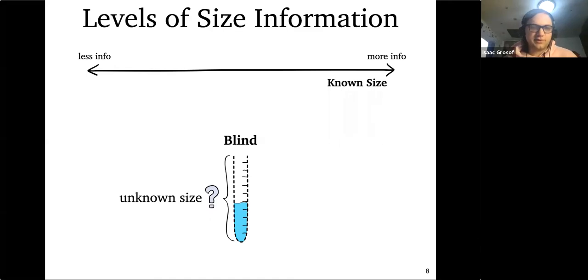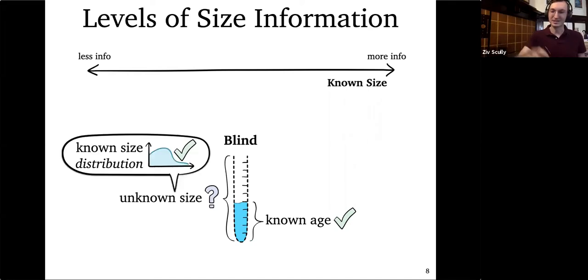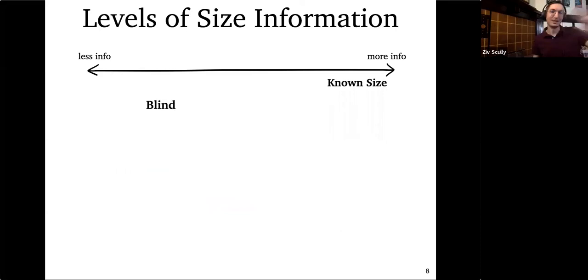Suggestion in the chat from Charlie. We know the age. Yeah, we know the ages of the jobs. So by tracking the amount of time we've served each job, even though we don't know how much it has left, we know how much we've done so far. So yeah, those are exactly the two things we know. Good job, audience. So even in this blind setting, which is at one extreme of not having lots of information, we still have some things with which to build a scheduling policy.